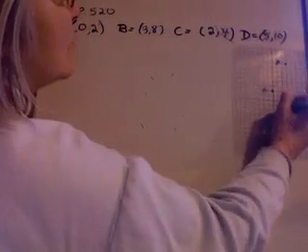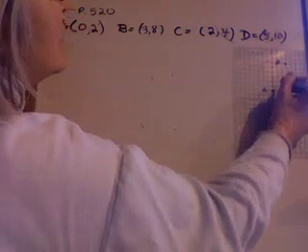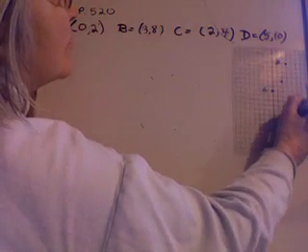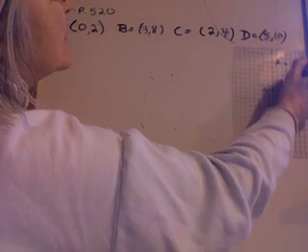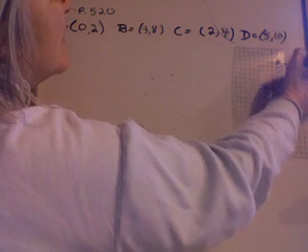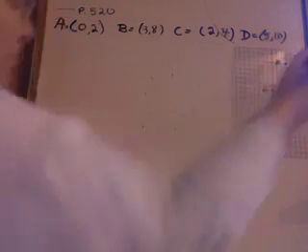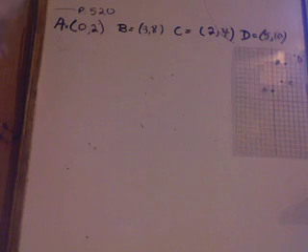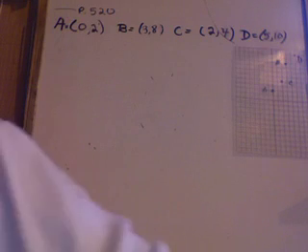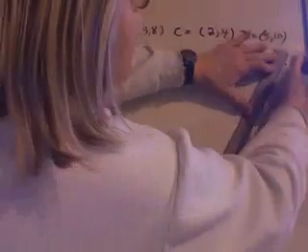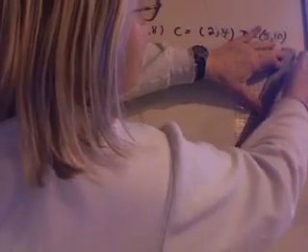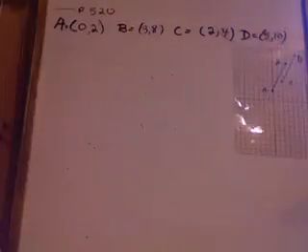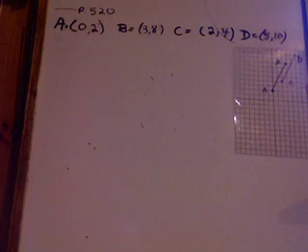Point C. Over 2, up 4. Point D. Over 5. 2, 3, 4, 5, up 10. 2, 4, 6, 8, 10. There's C and D. Now, if I connect those so that I have some nice line segments, let's do that. All right. So there's one line, and there's the other line. At this point, we just have line segments. We have line segment AB and line segment CD.